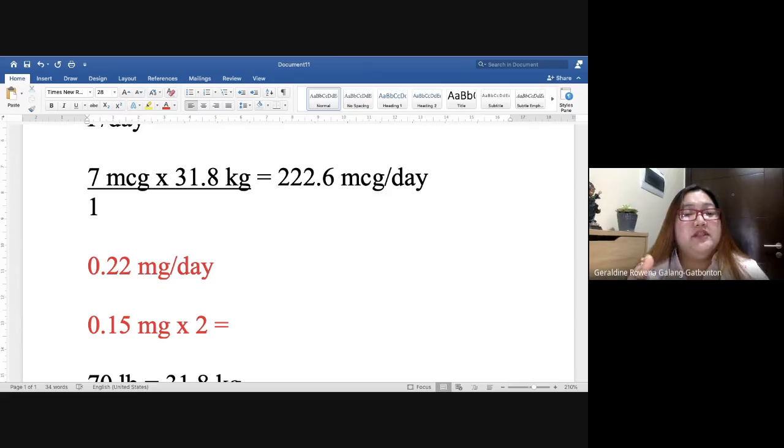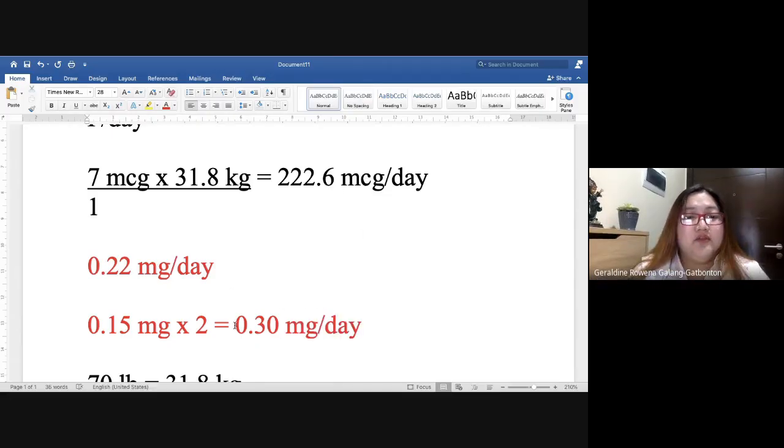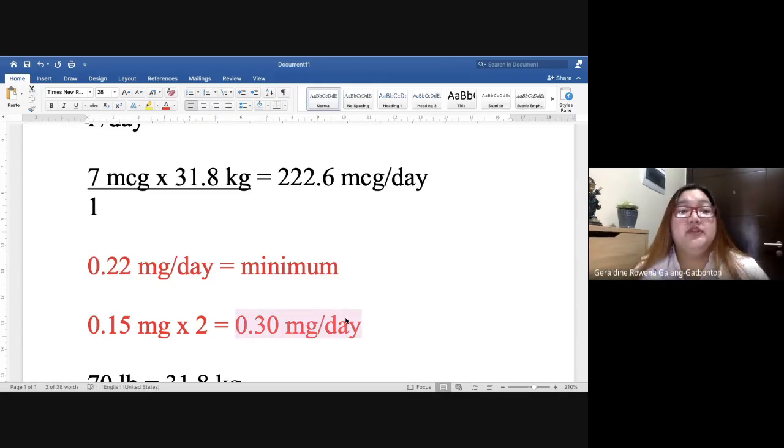Okay, so 0.15 mg times 2. Ilan ang binibigay sa bata ngayon per day? Yun yung actual. Ang binibigay sa bata per day is 0.30 mg per day. Ito yung actual dose na binibigay sa bata per day. Pasok ba siya doon sa 0.22? Yung 0.22 is the minimum, right? So, tama lang yung binibigay sa kanya na 0.30 mg per day. Kasi beyond siya nung required minimum na 0.22 mg per day.